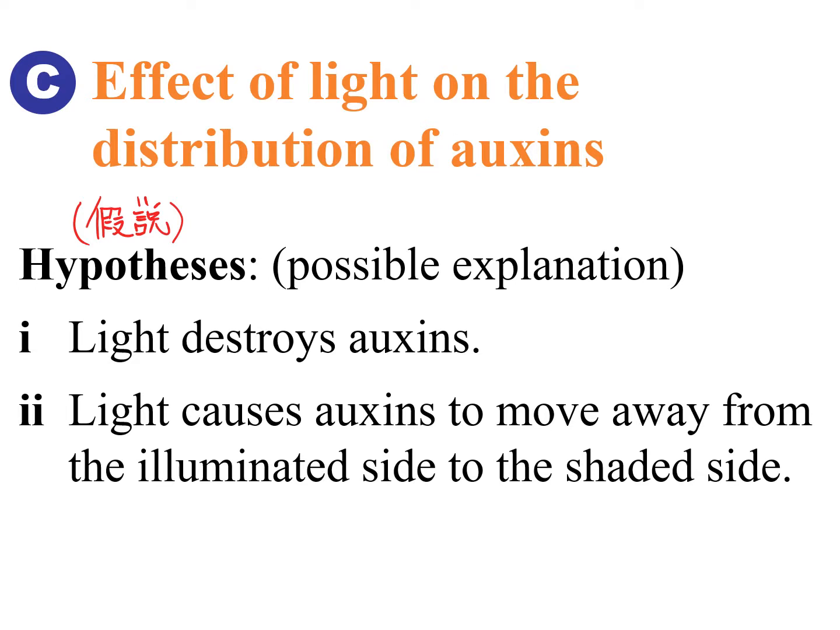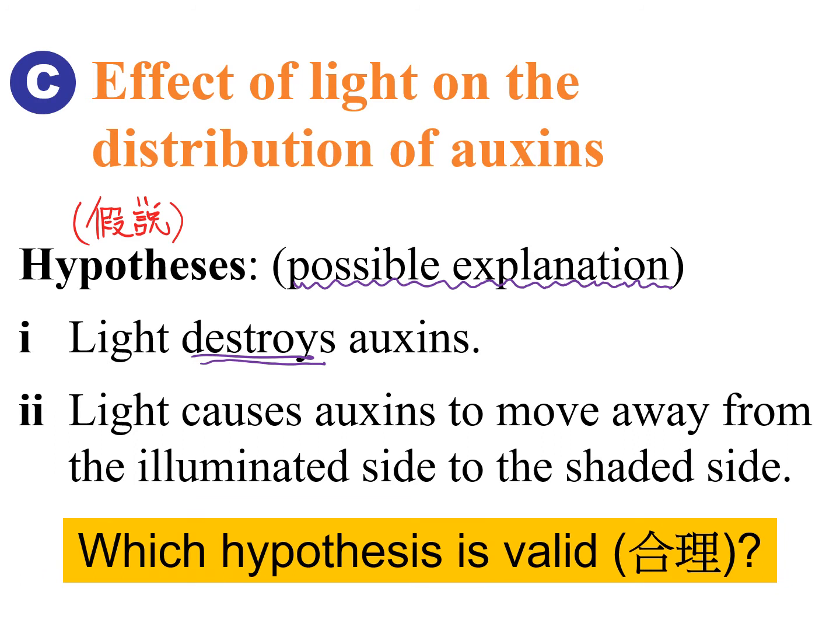There are two different hypotheses, 假說, that means a possible explanation, to explain why there is no auxin on the bright side. One of the hypotheses is maybe the light destroys auxins. That's why you see no auxin on the bright side. The second hypothesis is maybe the light causes the auxins to move away from the bright side to the shaded side. Which one is correct?